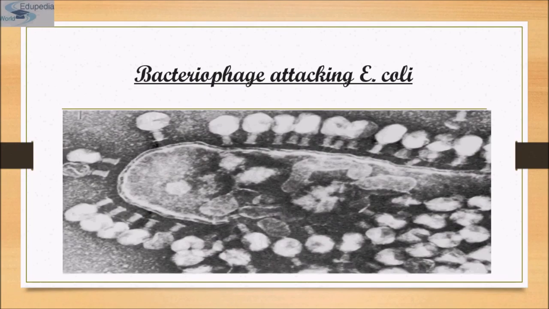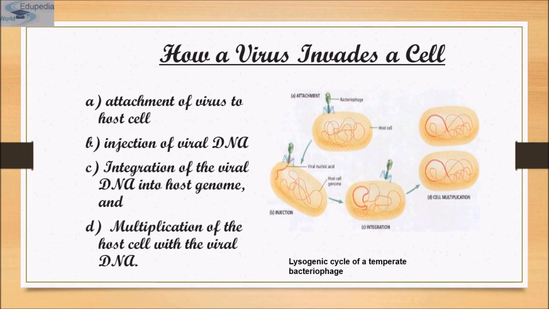How does a virus invade a cell? First, it attaches to a host cell, and second, there is injection of the viral DNA or RNA. Then integration of the viral DNA into the host genome and multiplication of the host cell with the viral DNA. This is the lysogenic cycle of the temperate bacteriophage.